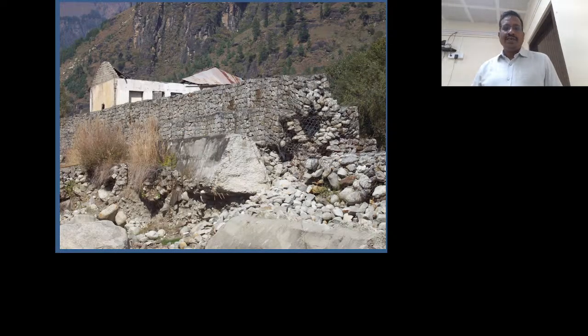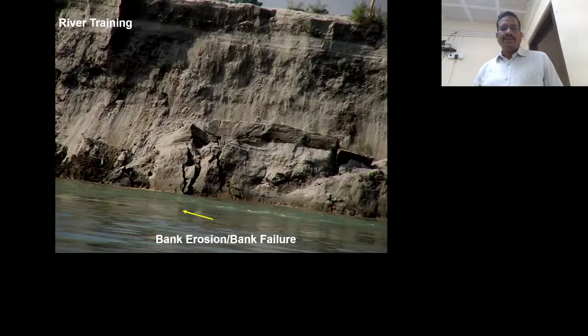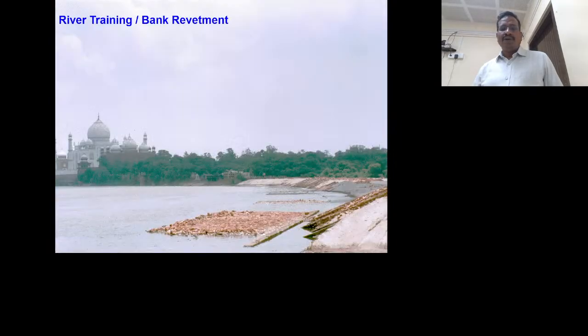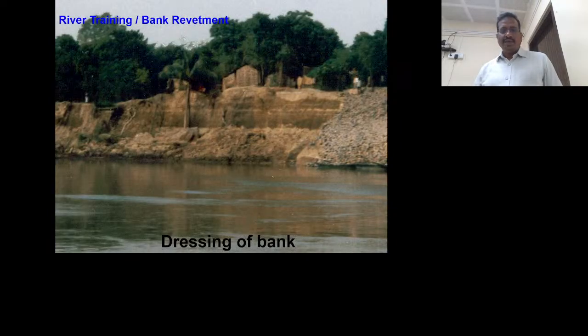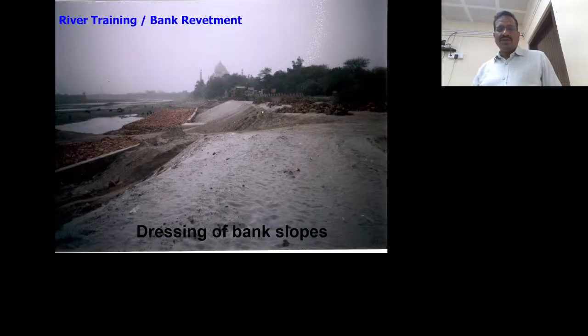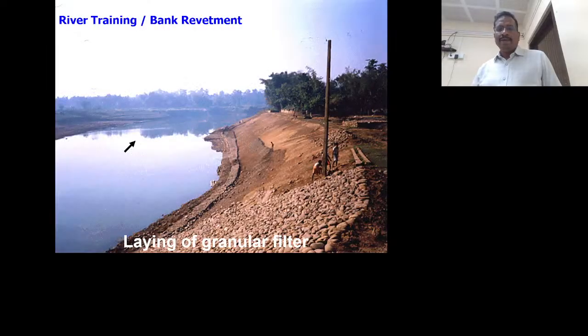You can see here the damaged gabion wall. Some photographs of sites you can visualize here. These are the dressing of banks done before the construction of protection works. This is also dressing of slopes. You can see here the sloping bank, where they are providing boulder pitching as a protection work.